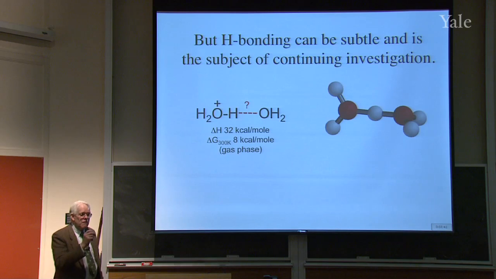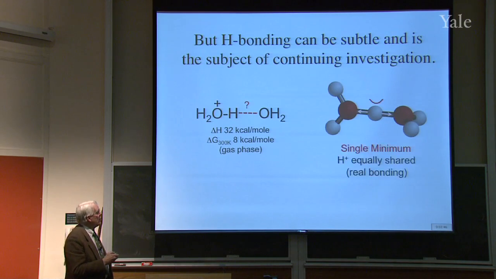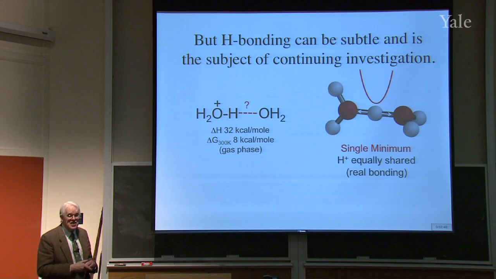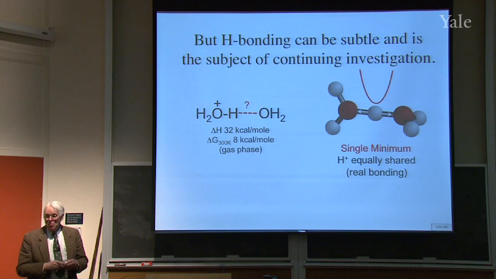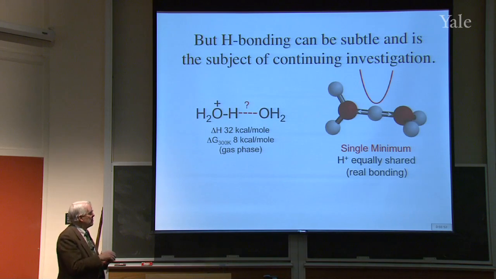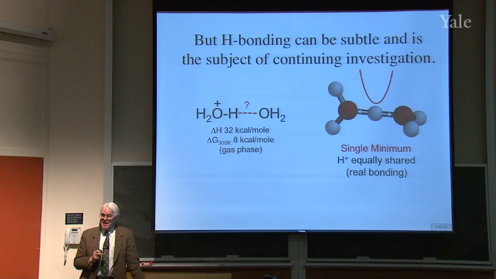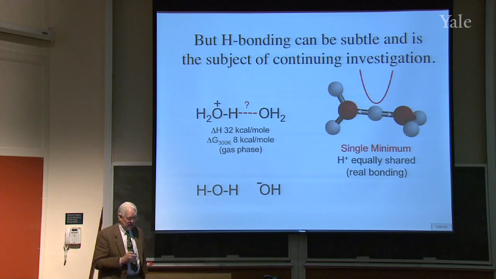And in fact, if you do a calculation of how much energy it takes to move that hydrogen back and forth, you see that it's a single minimum, not a double minimum where it could be part of the time on one, part of the time on the other, and jump back and forth. It's a single minimum. The H plus is equally shared. So this case is real bonding, right? A single minimum in the middle.